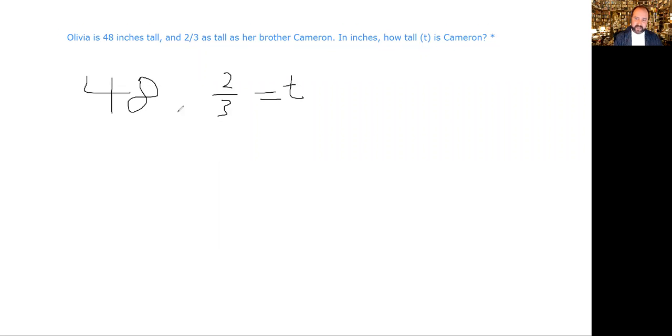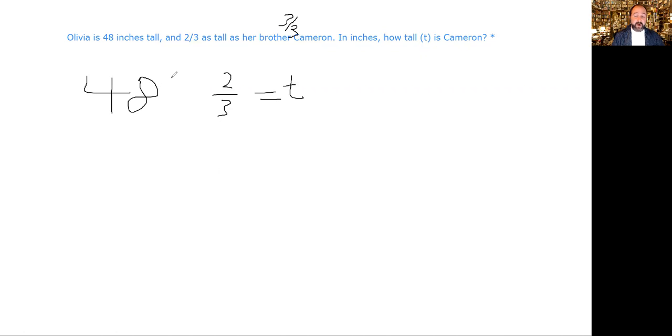So the question is, are we going to be multiplying or dividing these two numbers if she is 2/3 as tall as Cameron? So 2/3 is less than 3/3, right? He's 3/3. That's how tall he is. He's all the way tall. She's only 2/3 of that, okay? So it's going to be a smaller number, okay?